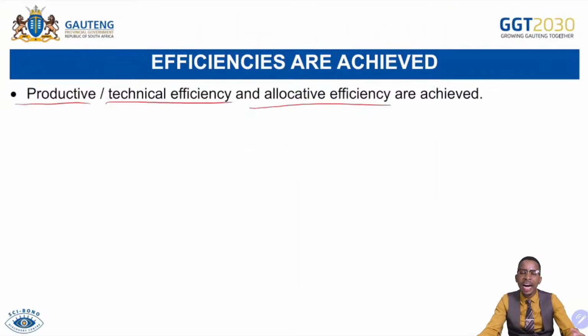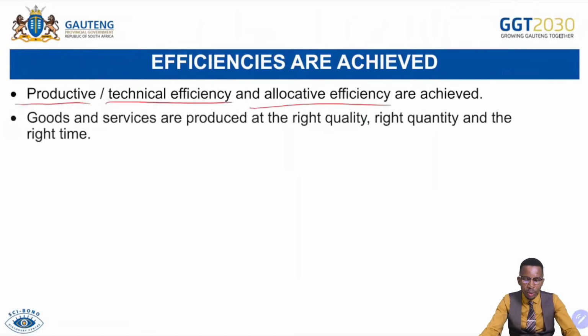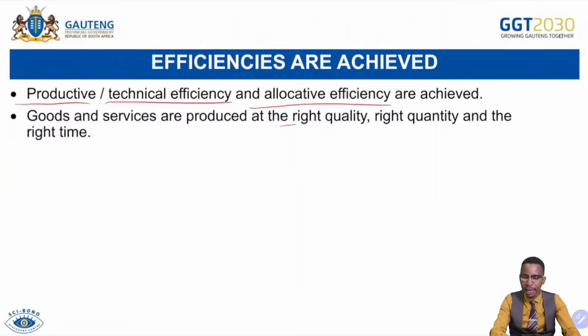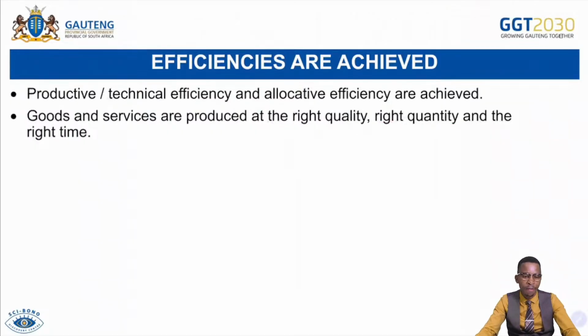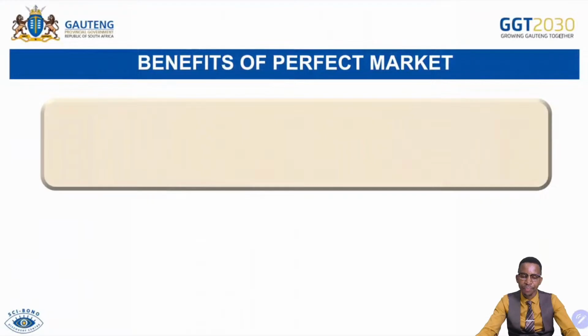So efficiencies are achieved because even the quality is at the highest level, due to the fact that under perfect market there is high competition and a high demand for firms to be innovative and creative. They always bring new strategies to maximize their profits, which will then improve the quality of goods and services. Goods and services are produced at the right quantity, right quality, and the right time under perfect market because of the high level of efficiencies.